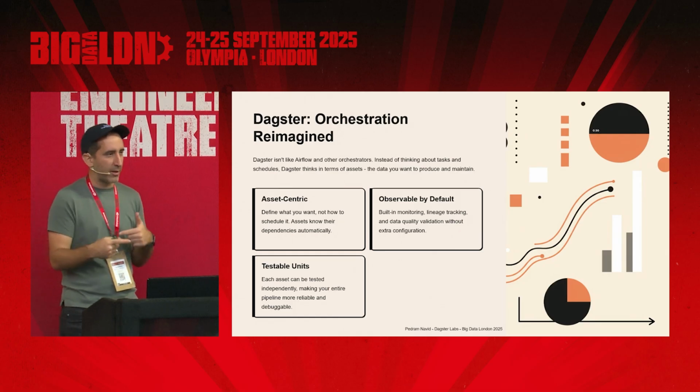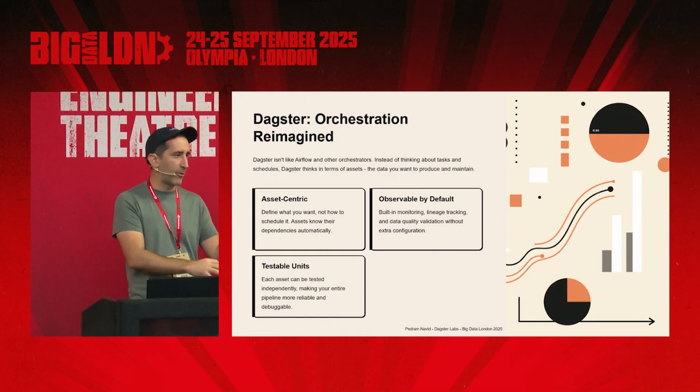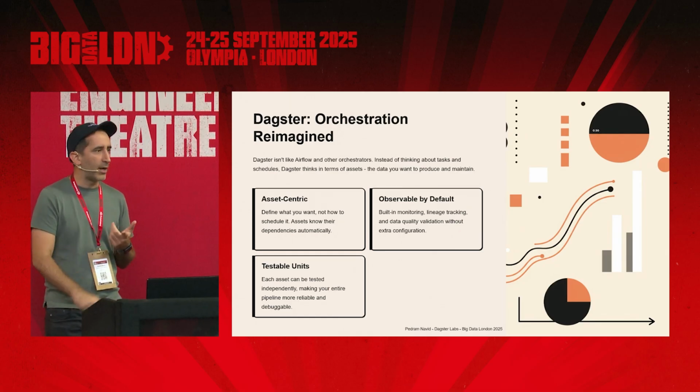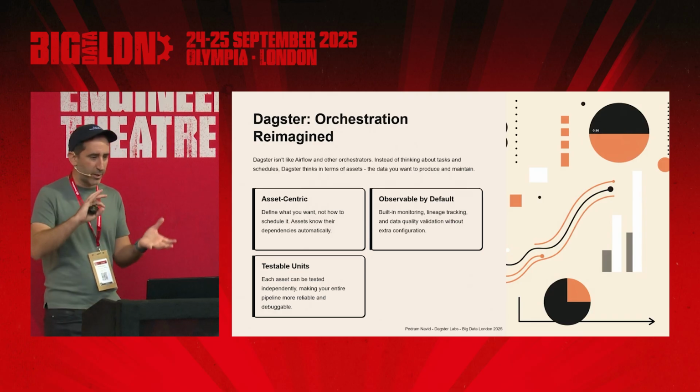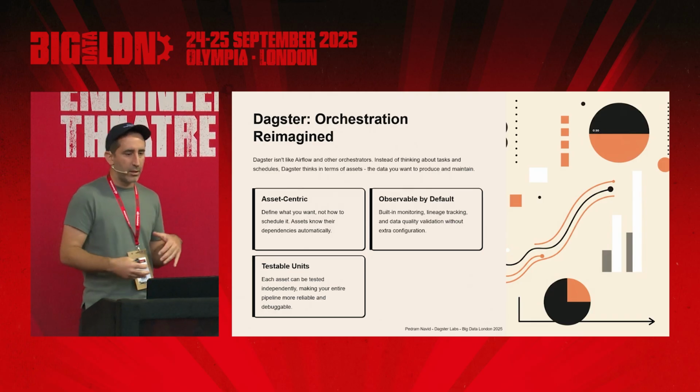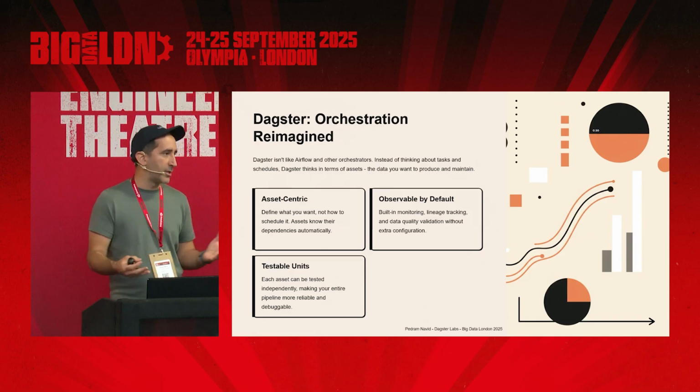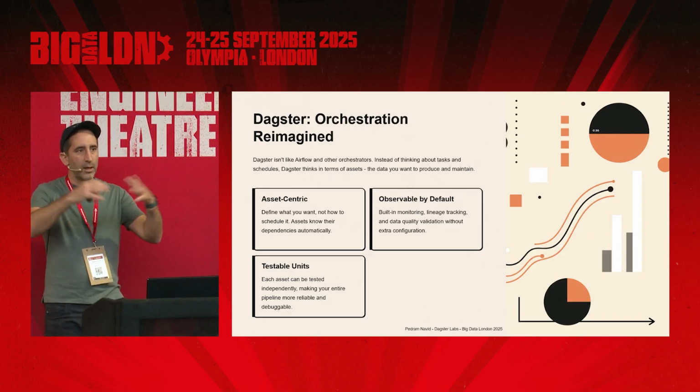Dagster flips that around and says, don't tell me about the task. Tell me about the things you actually care about. Your files in S3, your models, your tables, all that. And what happens is when you start to model your data differently, you can become more declarative about your intentions rather than about a black box of things.